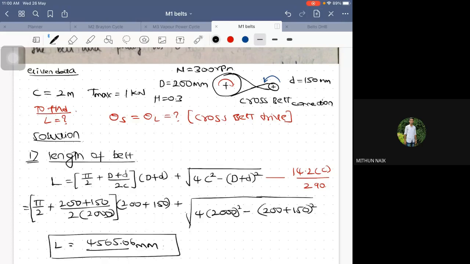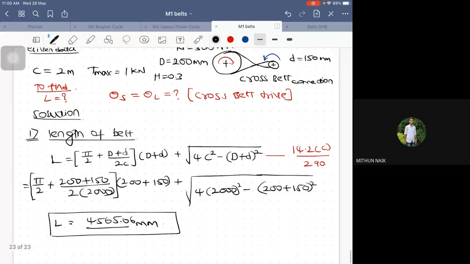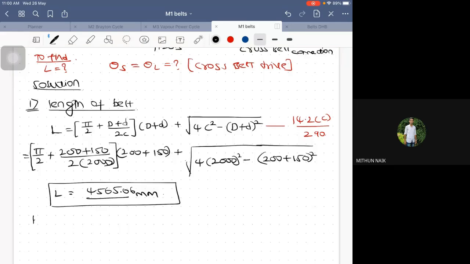Next, what you have to find is the second one: angle of contact. Angle of contact. So what? Just refer to your data handbook and give me the equations for a cross belt drive to calculate the angle of contact.